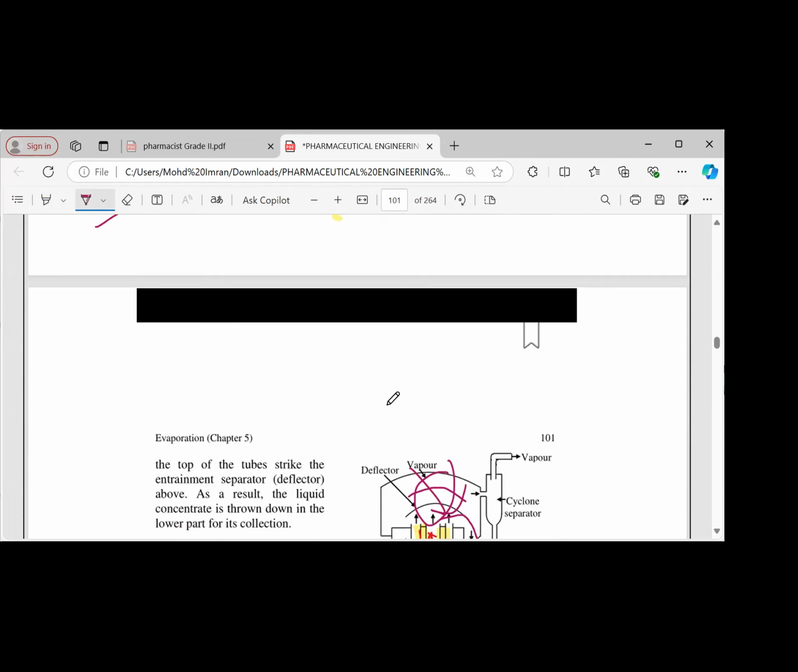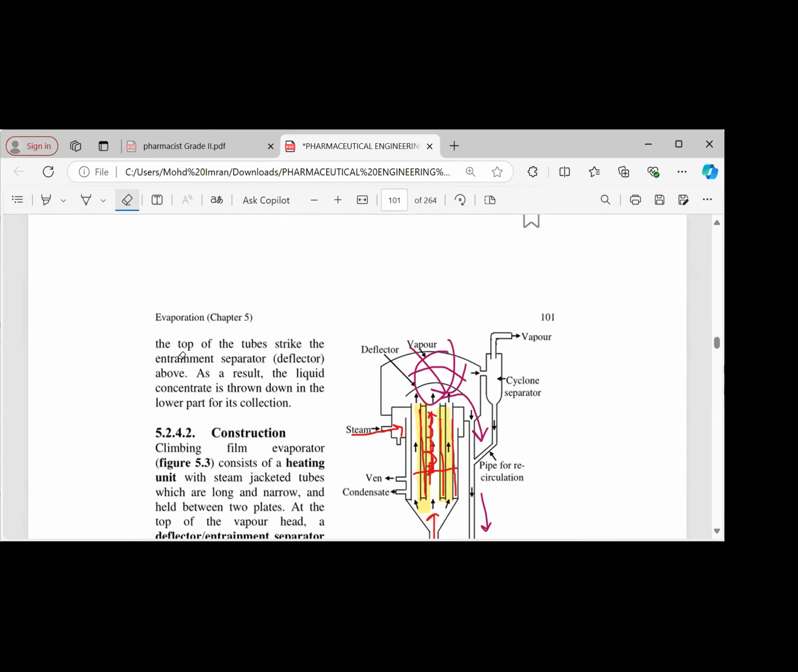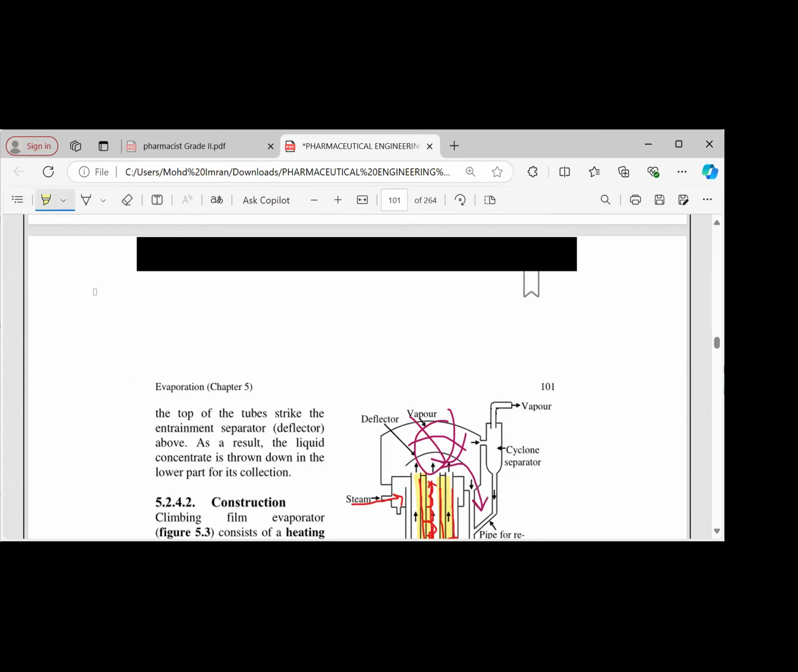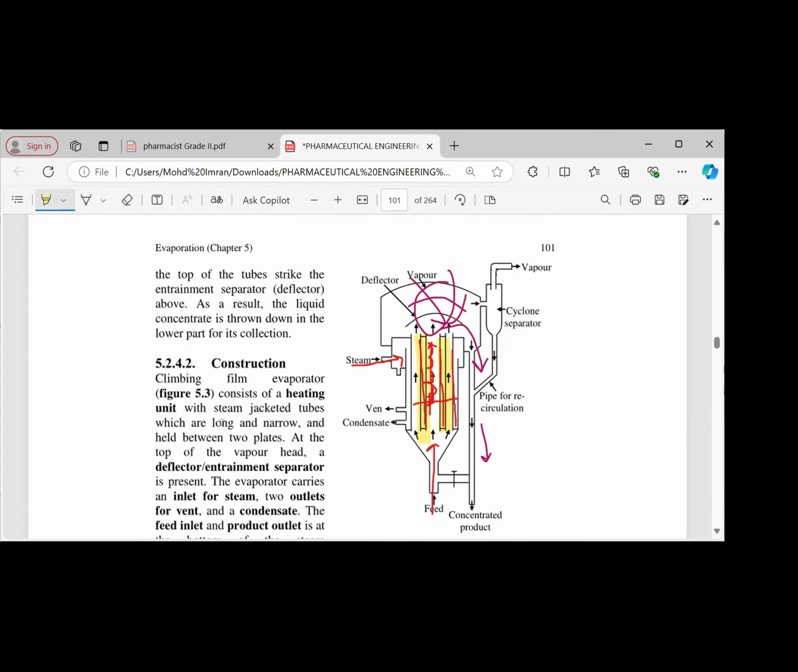This is the climbing film evaporator. I don't know whether any of your teachers have compared this climbing film evaporator with the boiling of milk in your career or not, but this will help you in remembering a lot. See the construction. If I say anything wrong, look clearly and catch hold of me. See clearly, it says here, the liquid near the walls vaporizes, forming small bubbles which combine into large bubbles. These bubbles travel up in the tube, forming a film and entrapping the slug. So we are calling it climbing film evaporator. Got it? Yes, sir.